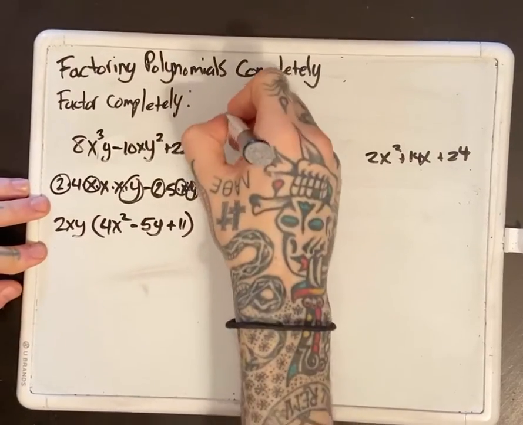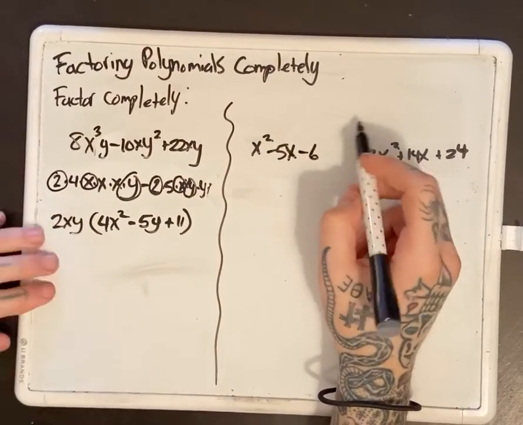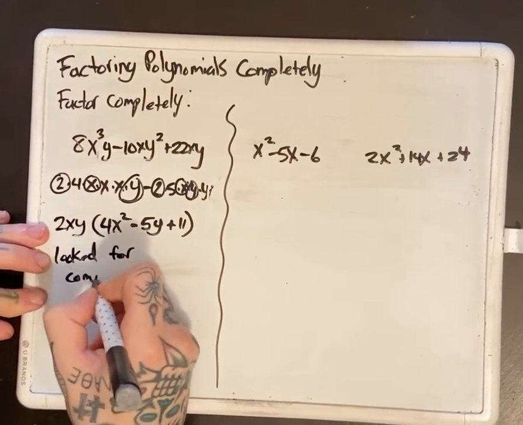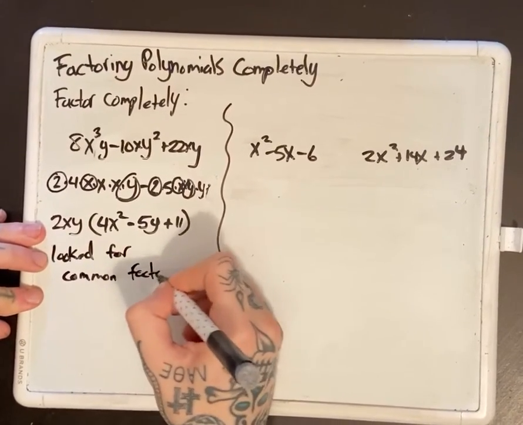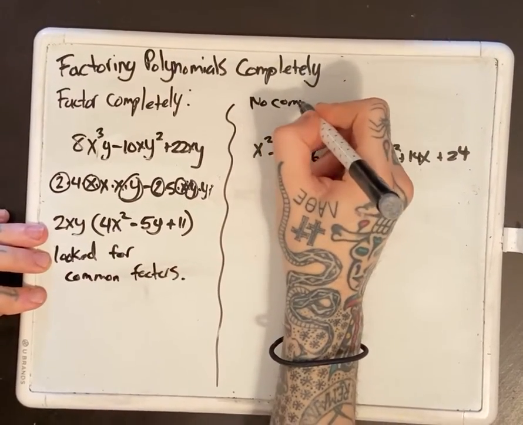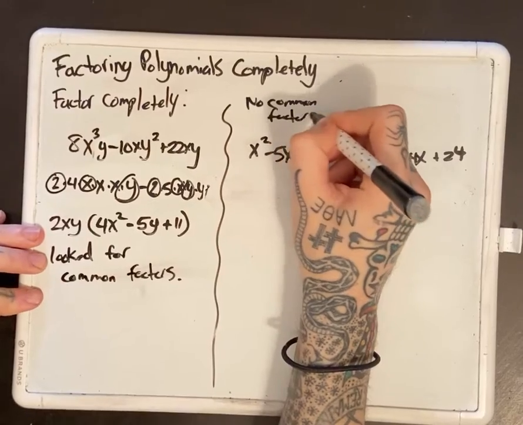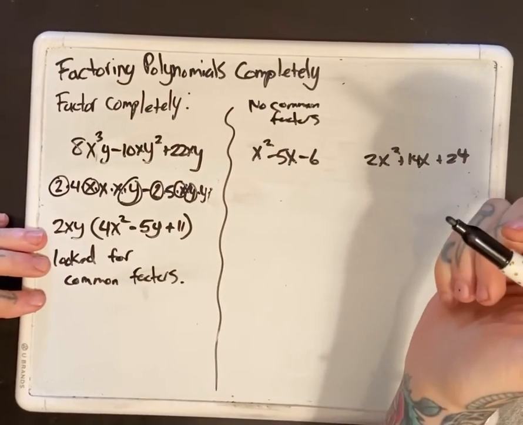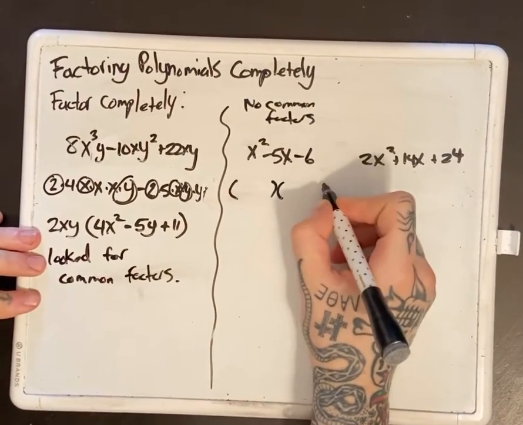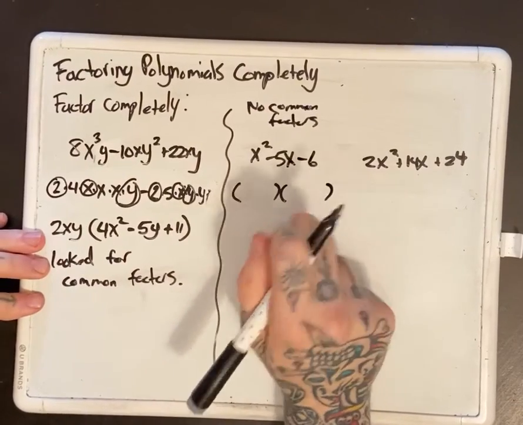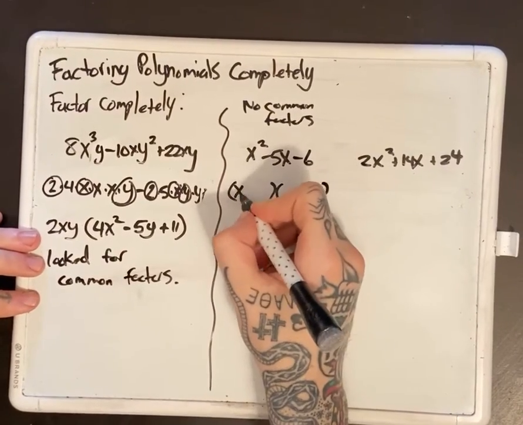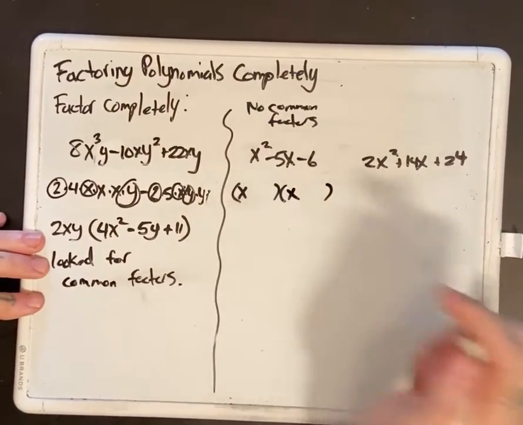Sorry, I'm just going to erase that so I can do this one. So in this one, we looked for common factors. Now here, there are no common factors. Does that mean it's already factored? No, because we remember that we can break trinomials up into the product of 2 binomials, okay? So this first term is the product of the first 2 terms of these binomials, which has to be x and x, because x times x is x squared.